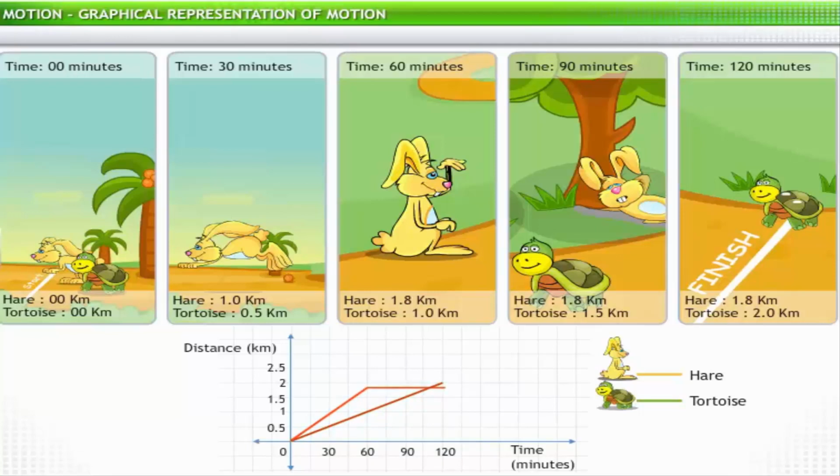Graphs help us communicate information visually. They enable us to understand quickly trends that would otherwise need lengthy written descriptions. As you have studied in mathematics, a straight line graph helps in solving a linear equation with 2 variables. In this lesson, you will learn about graphical representation of motion.